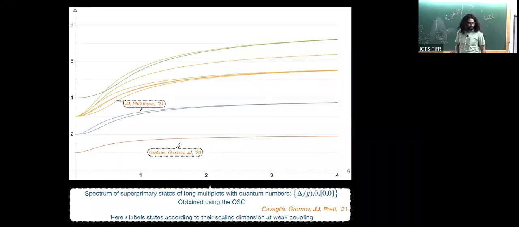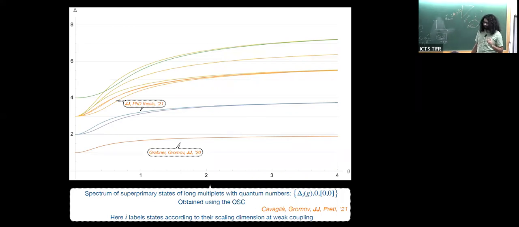Is there a degeneracy at large lambda? Yes. There's a degeneracy not just at leading but also at subleading order. All of these states have this. So what is giving the degeneracy at strong coupling?